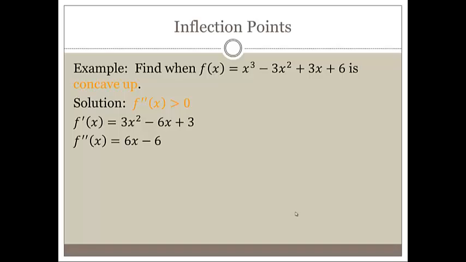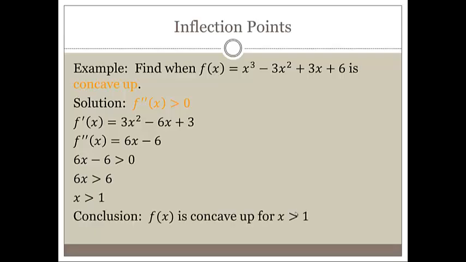So to find when our function is concave up, we need to know when is 6x minus 6 greater than 0. To solve this inequality, we need to add 6 to both sides to get that 6x must be greater than 6, and so x must be greater than 1. So our conclusion is that f of x is concave up when x is greater than 1.